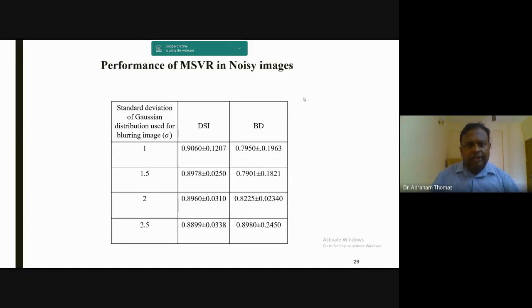And similarly for the other cases, when the noise has higher variance or higher standard deviation, the performance degrades. So when we have standard deviation up to 2.5, the dissimilarity index is 0.8899 plus minus standard deviation of 0.0338, and the boundary distance is 0.8980 plus minus standard deviation of 0.2450.